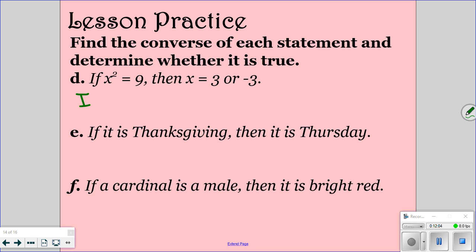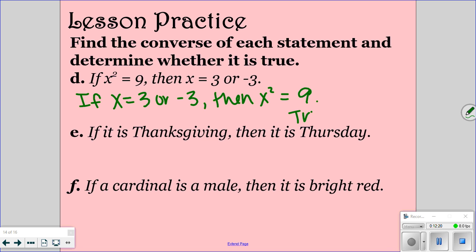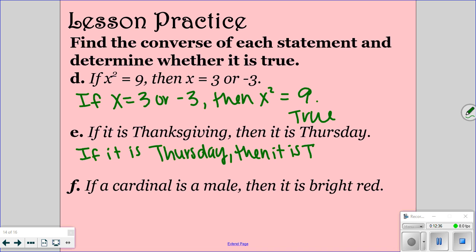So the converse for this first one should be if x equals 3 or negative 3, then x squared equals 9. So x squared, 3 squared is 9, negative 3 squared is 9, so this is a true statement. For the next one, if it is Thursday, then it is Thanksgiving.